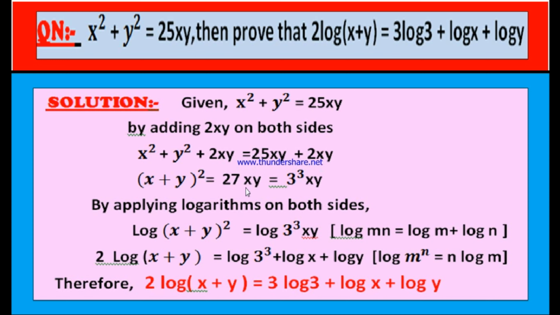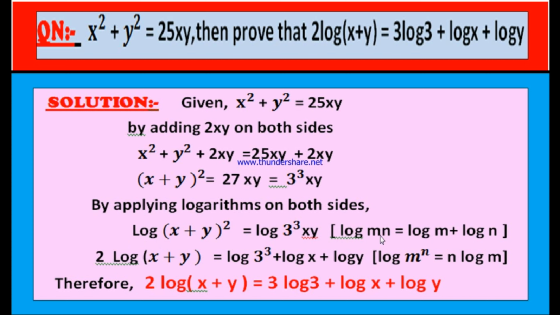Now if we write 27 in exponential form, this is 3 cube, 3 into 3 into 3 is 27, therefore 3 cube xy. Now let us apply logarithms on both sides. Why? Because we have to prove that 2 log of x plus y is equal to 3 log 3 plus log x plus log y. Therefore, let us apply logarithms on both sides. Then log of LHS is equal to log of RHS. Now, here this is in the form of log m to the power n is n log m. That is, this square may come as a coefficient. That is, 2 log of x plus y is equal to log of 3 cube xy.